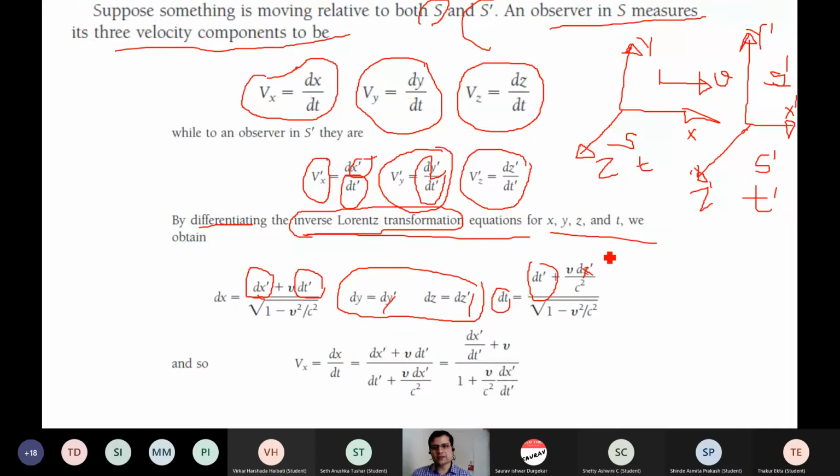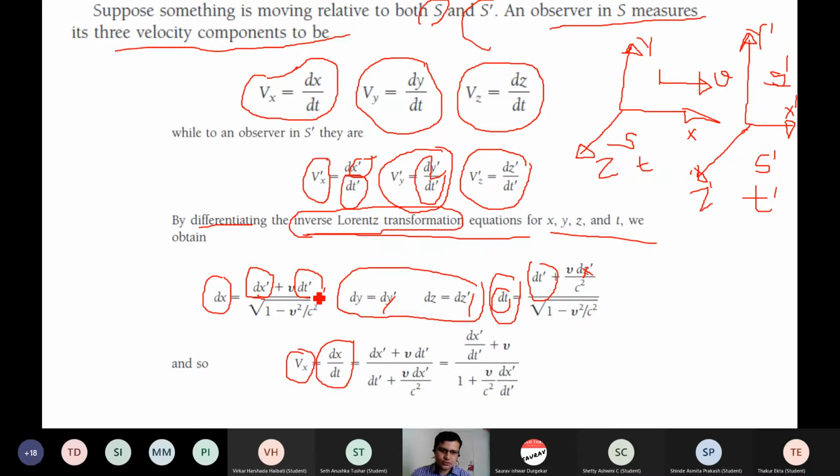Okay, so dt prime is equal to v dx prime divided by c square, over the square root of 1 minus v square by c square. Now you have a dx, you have a dt. Now what to do? You have to just take a ratio. I mean to say, the first order differentiation, that is dx by dt, gives me a velocity vx.